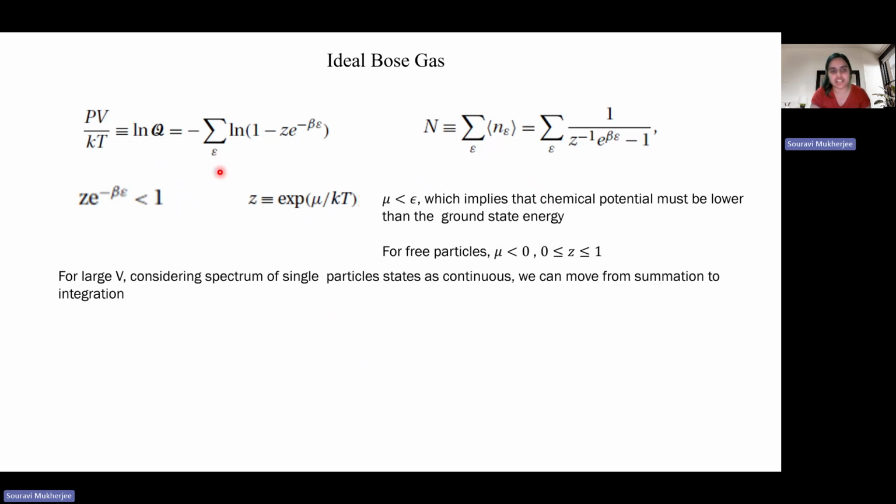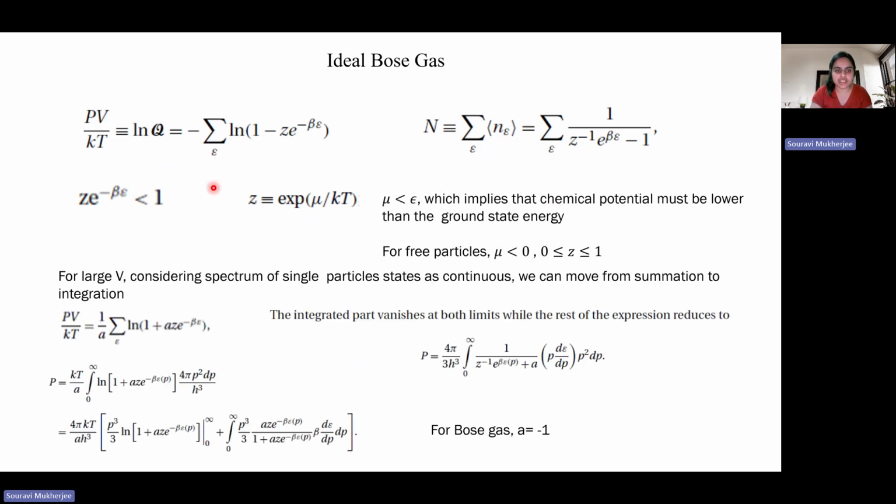Basically you're considering that you have a large volume, and the different energy states are closely spaced. So you can actually do an integration over the different energy states. Okay. So PV by KT, this is your general expression. And from here, you can go to an integration from 0 to infinity.